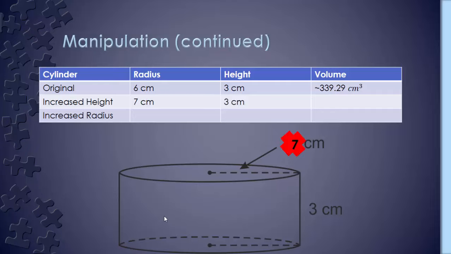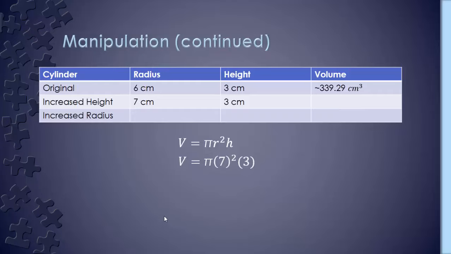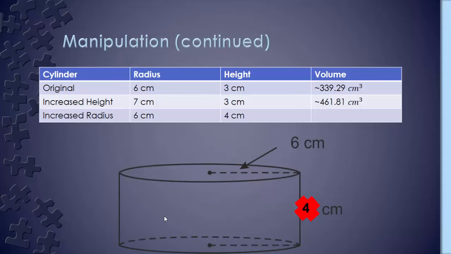339.29 cubic centimeters. Now let's see what happens if we increase the radius by 1 centimeter. We substitute in our new radius and our height, so 7 and 3. In order to do this, we're going to substitute into our formula that we are using to find the volume of a cylinder. We do some simplification to where we get 147 pi. Now for this step, you can approximate pi to be 3.14. So now we have our answer of approximately 461.81 cubic centimeters.